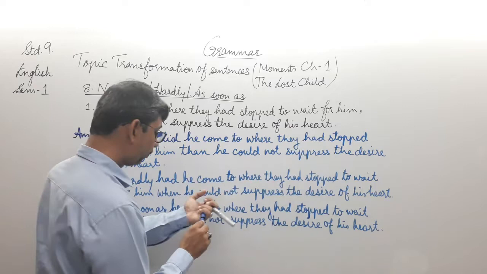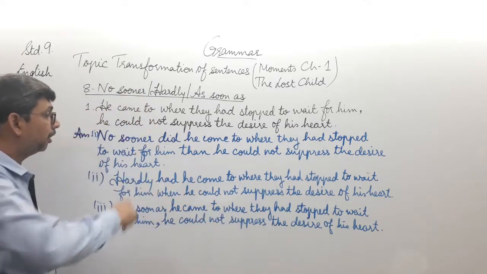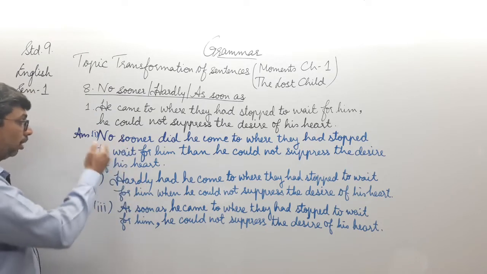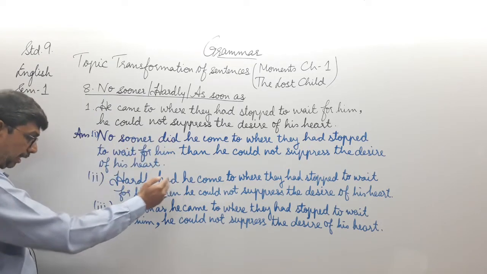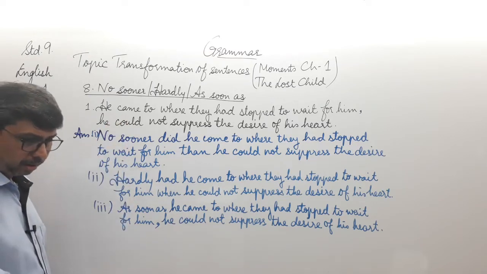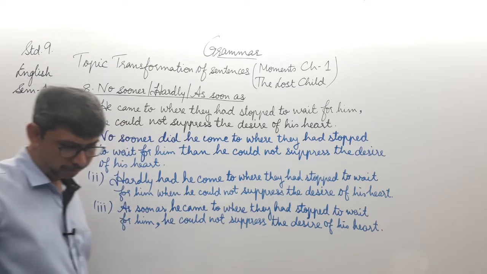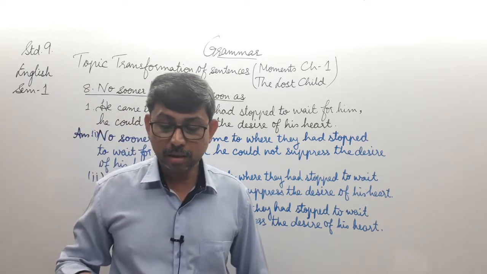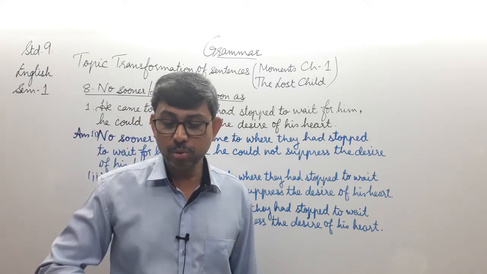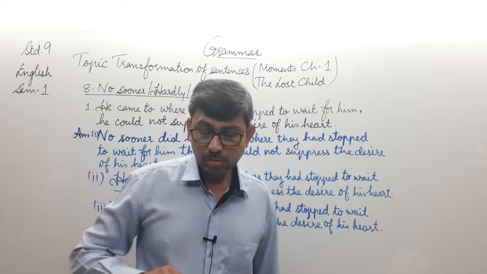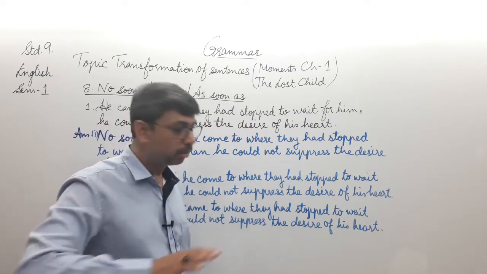Well, so we have completed the first given textual sentence in three different ways: no sooner, hardly, and as soon as. Take a screenshot of this, keep it for your future reference. We will take the next textual sentence to practice the same topic: no sooner, hardly, and as soon as. The next textual sentence, be ready to write.